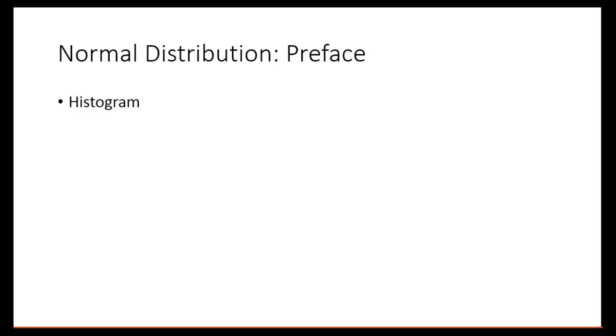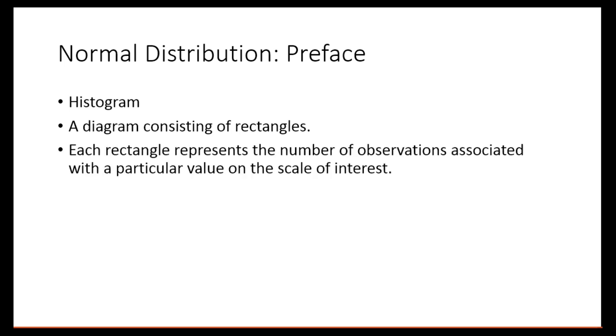Now I also assume that you know what a histogram is. And just to refresh your memory, a histogram is a diagram that consists of rectangles. And each rectangle represents the number of observations associated with a particular value on the scale of interest. Now I'm going to show you an example of a histogram in a minute, but before I do so, I just want to mention two aspects of a histogram that are really important.